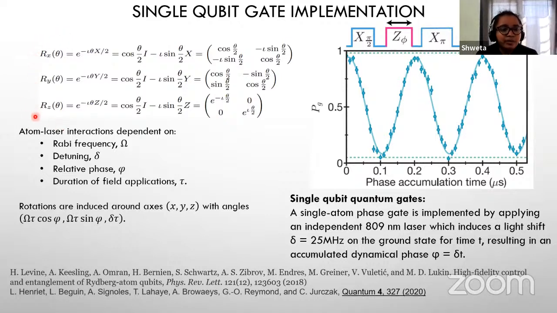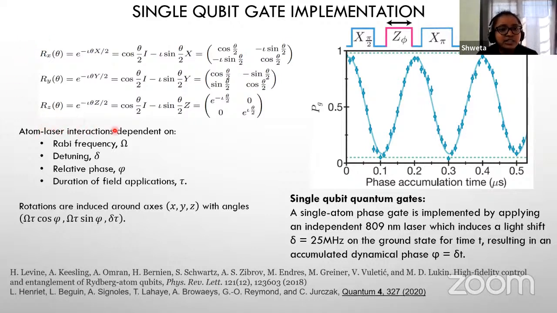They can be implemented by using various lasers between some different levels of the atoms which we'll be using. We are going to be using cesium atoms in our lab. Now how do these atom-laser interactions make these rotation gates?